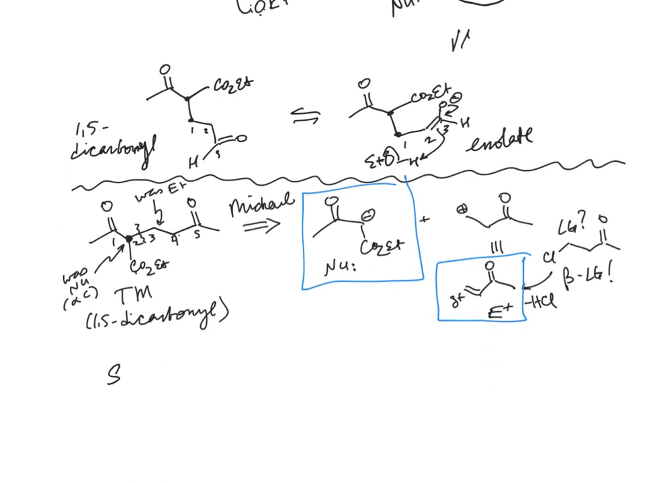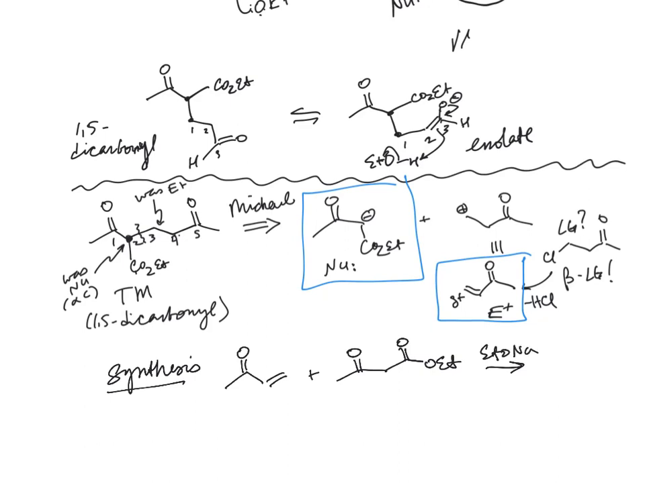So our synthesis, after we've done our planning with the retrosynthesis, is going to be combining our alpha beta unsaturated compound with our ketoester with some base, and we'll get our target molecule. So the synthesis in these reactions is usually quite straightforward. It's the retrosynthesis, the planning, that is the more challenging part.